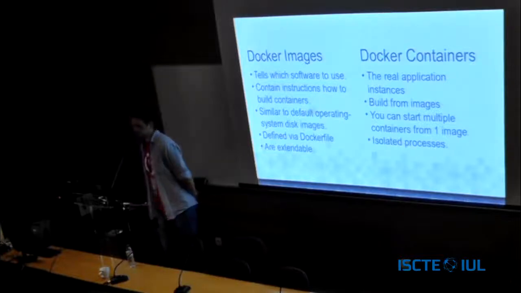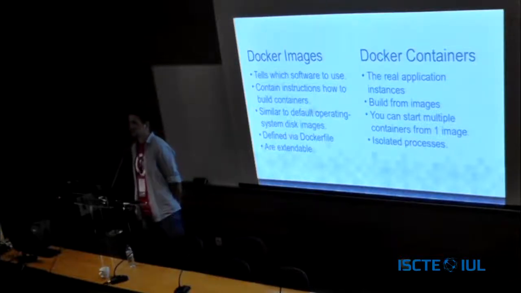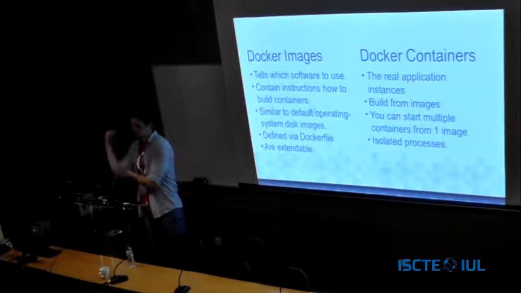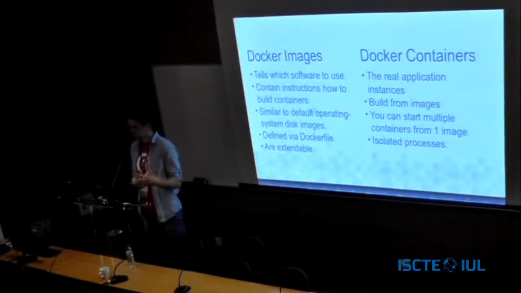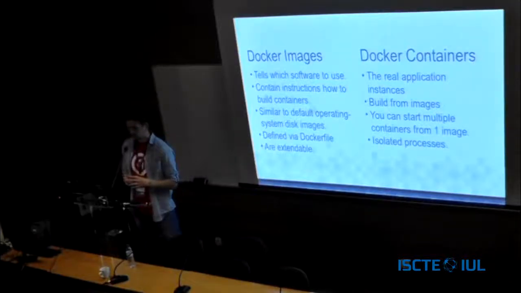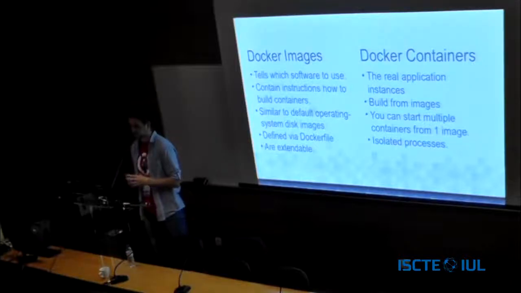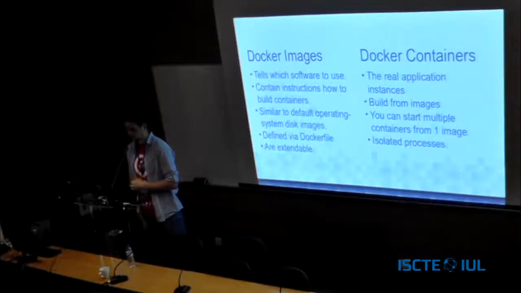A Docker image tells you which software you will use in your application. It means which server you need, like Apache or whatever, which PHP version you need, which files you need to copy where. So you just prepare your server to work. This Docker image is similar to a default operating system disk image. And it's defined by a file which is called a Dockerfile. It's a file with a special syntax, which I will show you later.